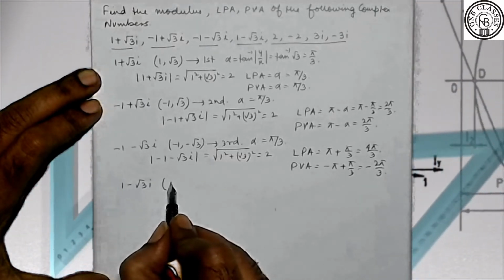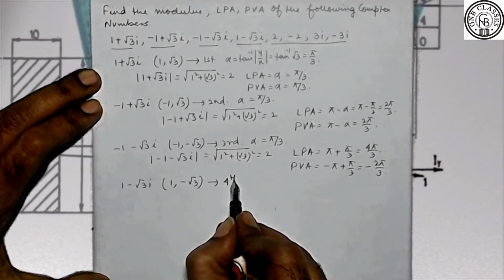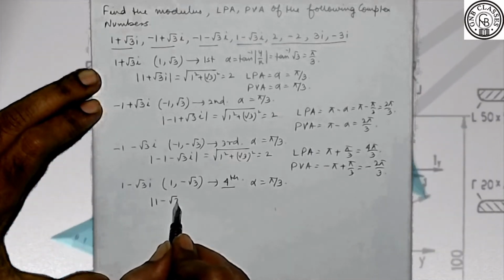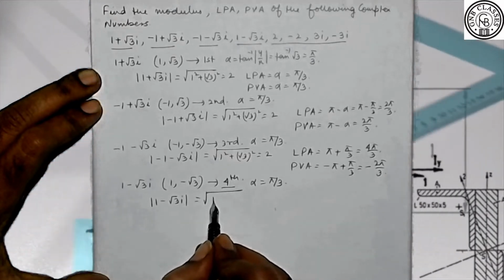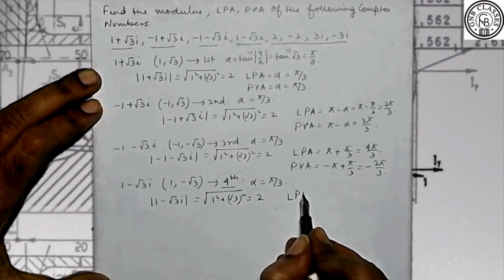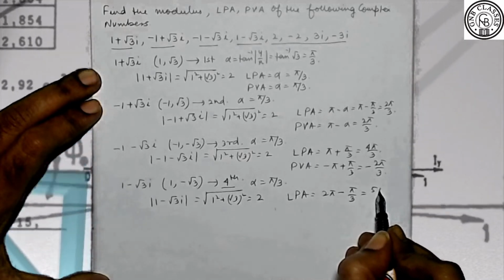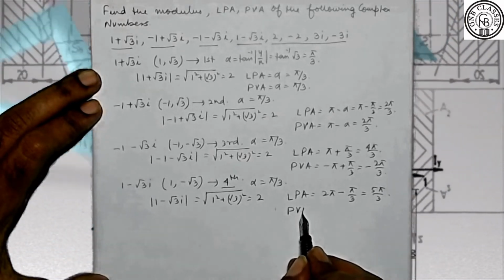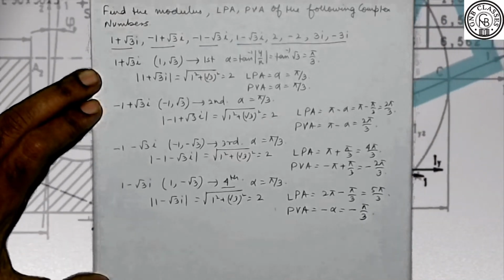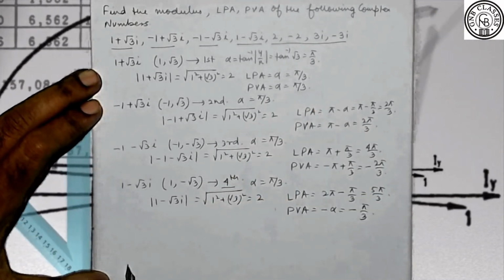And the last one is 1 minus root 3 iota. That is, the point is 1 comma minus root 3. That is, it is lying in the fourth quadrant. Again, here alpha is pi by 3. Modulus of 1 minus root 3 iota is under root 1 square plus root 3 square. It is same as 2. Here least positive argument will be 2 pi minus alpha. That is 5 pi by 3. But principal value argument will be minus alpha. That is minus pi by 3. Is it clear or not? Absolutely.